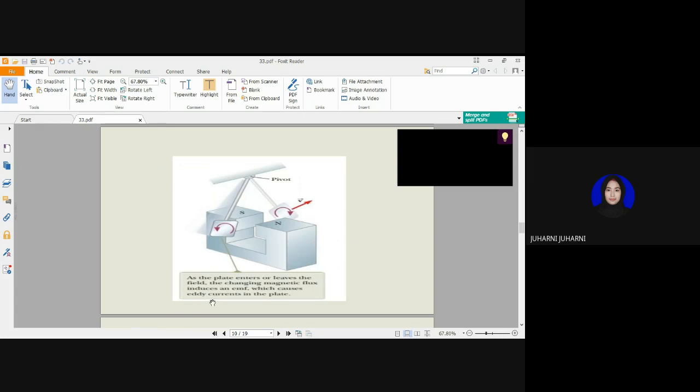As the plate enters or leaves the field, the changing magnetic flux induces an EMF which causes eddy currents. Actually, eddy current is one of the additional topics that you can study or not. As I can see in Mr. Fahrudin's slides, there is no eddy current, but you can also find out by yourself what eddy current is.